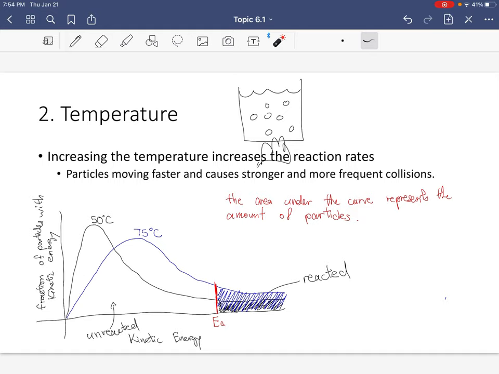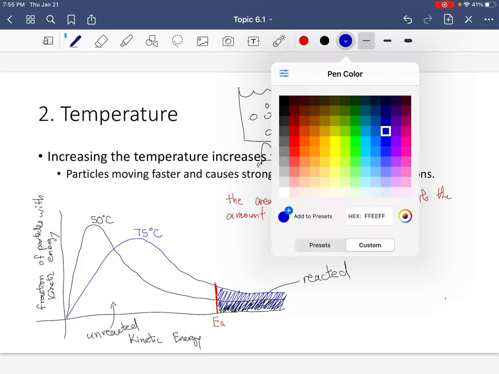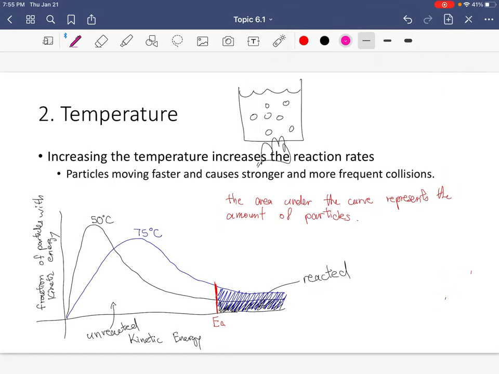What you need to know how to do is that when the condition changes, can you manipulate the distribution? Let's do another color. What if we increase the temperature some more? Let's say you're looking at 100 degrees. Well, the hump will shift more towards the right, and the hump will be a little lower. Now you're looking at this much in terms of what's reacted. Even more at 100 degrees Celsius.